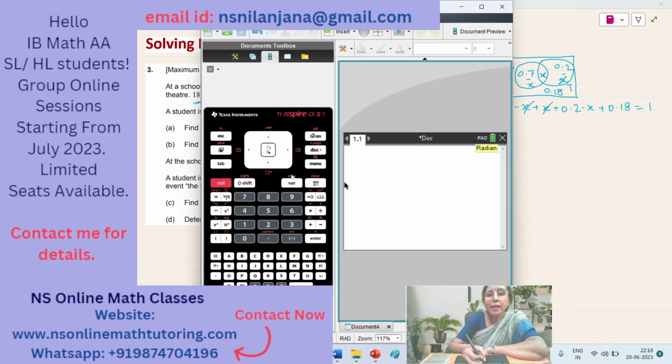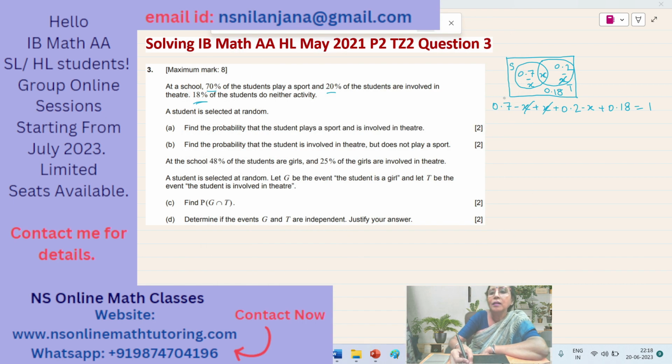The 0.7 is getting hidden by the calculator, but it is there. So it will be 0.7 plus 0.2 plus 0.18, and then there will be the minus 1, enter. It is 0.08. So x is equal to 0.08. Okay.